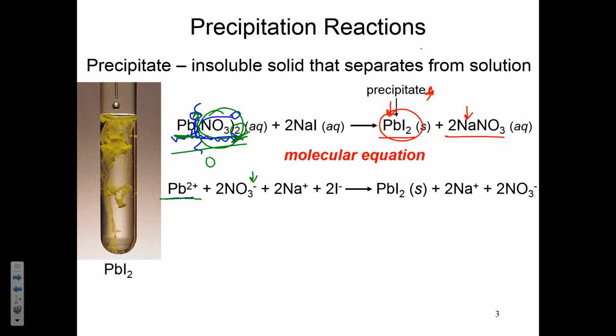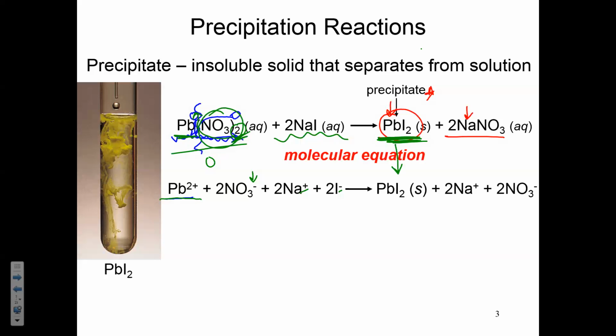Okay, let's do the same for this one. We have Na and I. Na is an easy one because Na always forms a plus charge, which means that this I is also going to be a negative charge. Okay, with our precipitate, we're not going to break that up. We're going to leave that the way it is because it forms something completely different. So we can't break it up into ions. It's not separating. It's just staying put. So we're just going to bring that straight down like that.